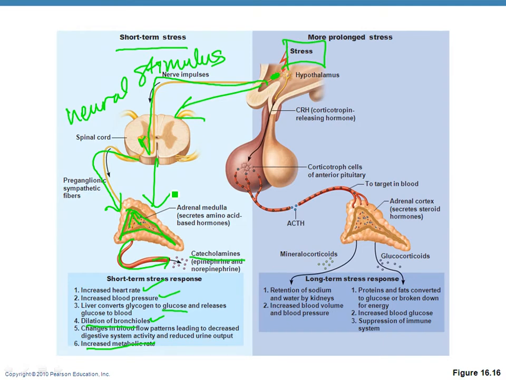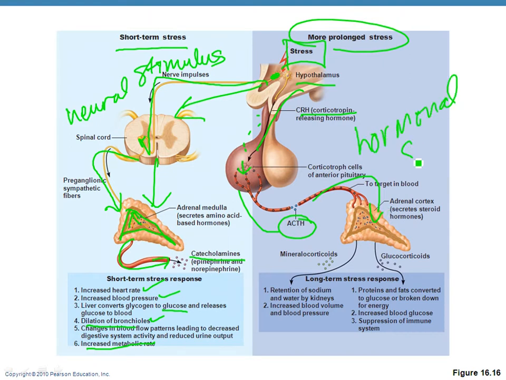Then this example here, on the second side of the page, when we have a more prolonged stress, this is a great example of hormonal, right? So in this prolonged stress, the hypothalamus causes the corticotropin releasing hormone to be released. That hormone triggers what? The anterior pituitary to release ACTH, and then that causes the adrenal cortex to release either glucocorticoids or mineralocorticoids. So this is a really good example of a hormonal stimulus. What does that mean? One hormone triggers another hormone to be released. That's it. So why would this be good for long term?